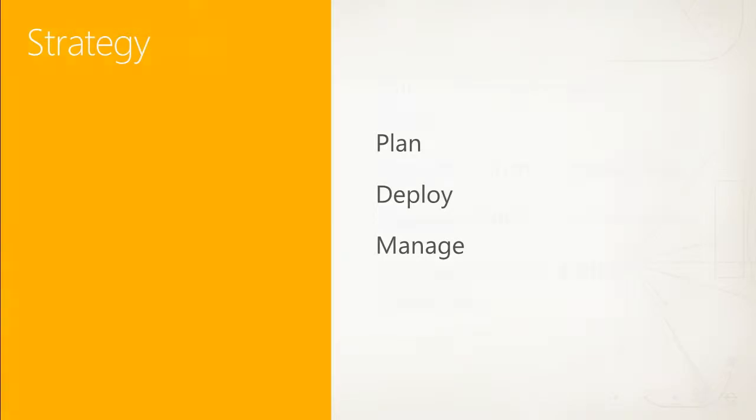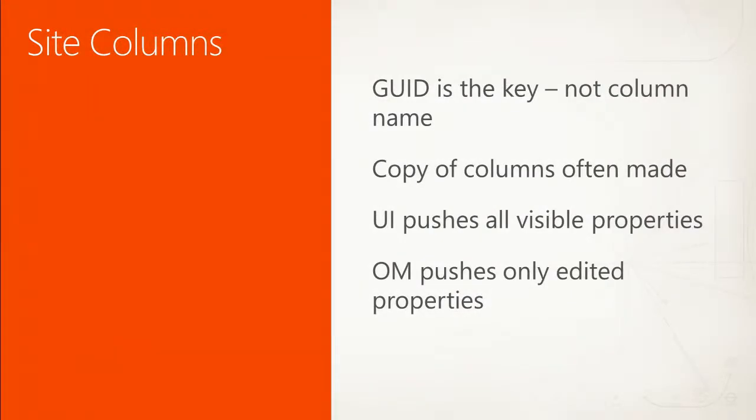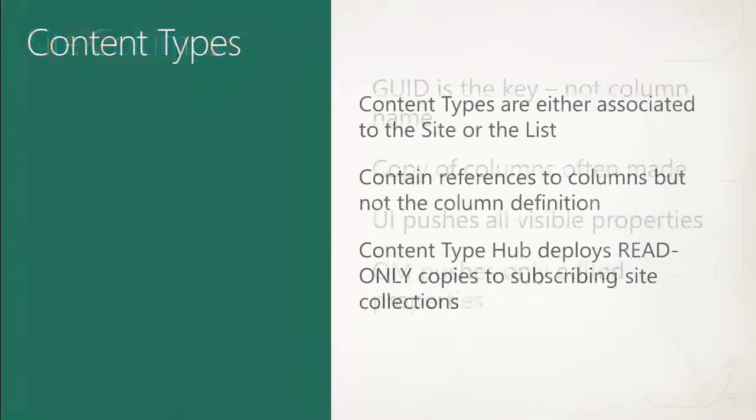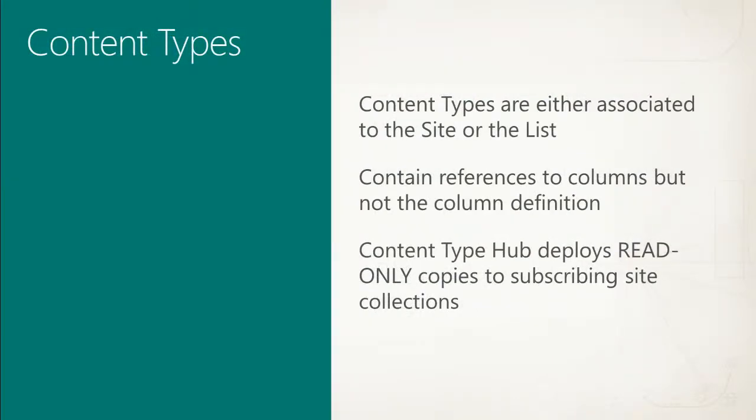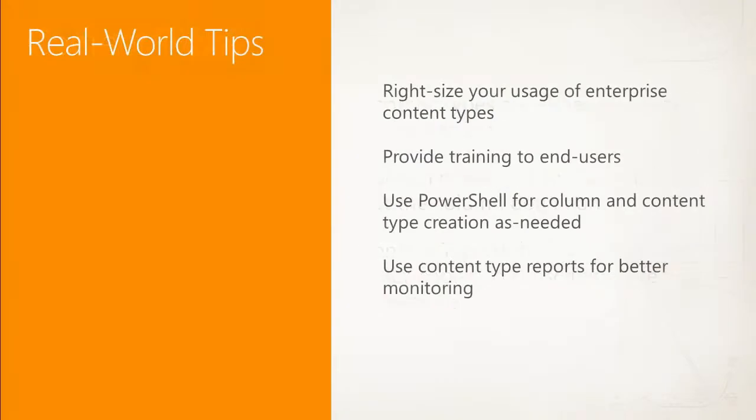Don't do this without planning. GUIDs are the key, not column names, right? Make sure you use those reports to take a look. Content types are associated either with a site or a list, right? They contain references to columns, but not the definitions themselves, and they do that via the GUID. And the content type hub deploys read-only copies, so that's a really important point.